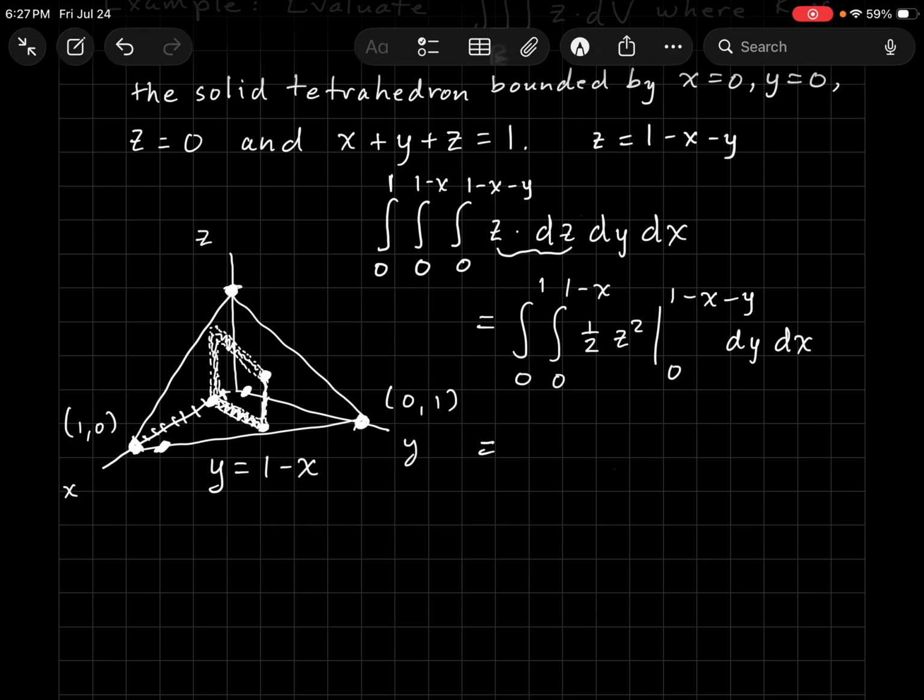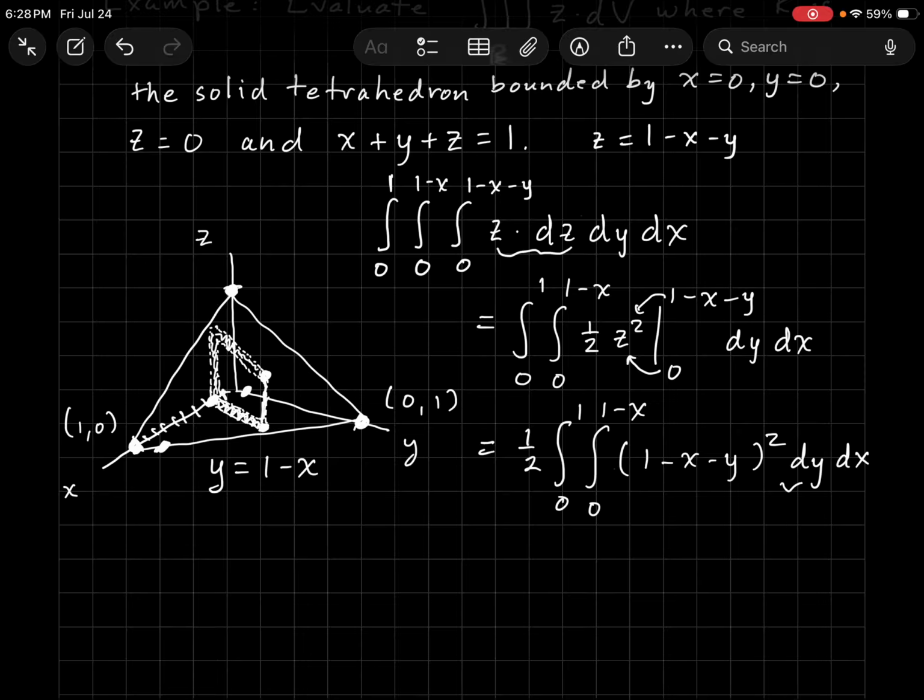I'm going to go ahead and pull this 1/2 all the way to the outside. Keep my outer two integrals. And then I'm going to plug in this upper z value. So we get 1 minus x minus y, squared. Minus, plug in the lower z value, which is 0, so I don't need to write it. And we have a simpler integral. Now we're down to a double integral, which says we need to integrate with respect to y next.